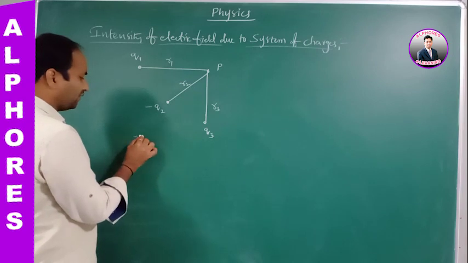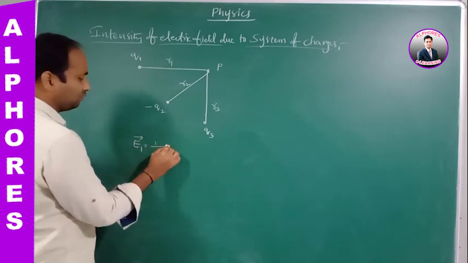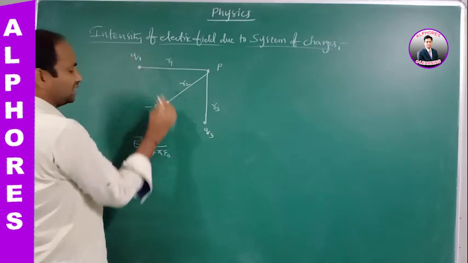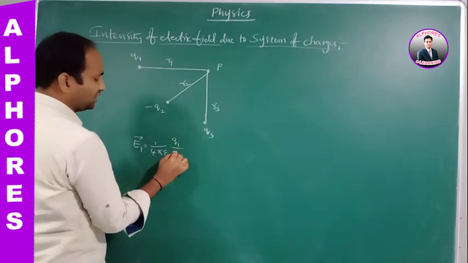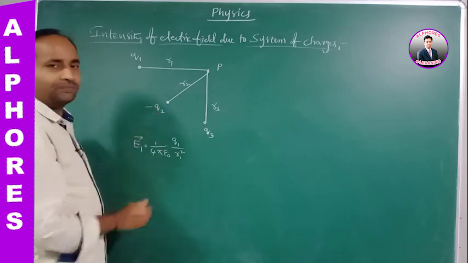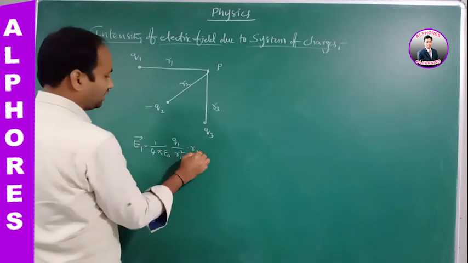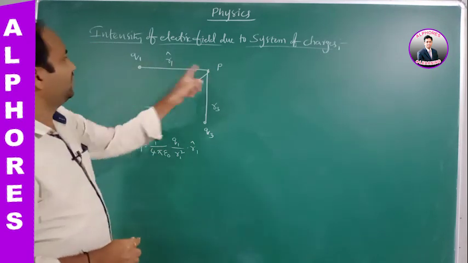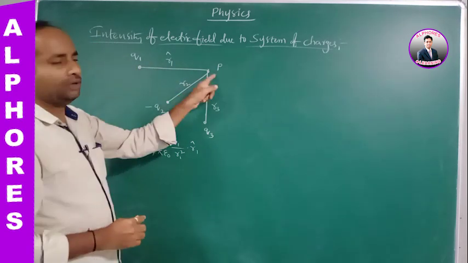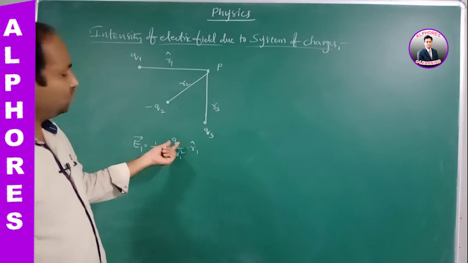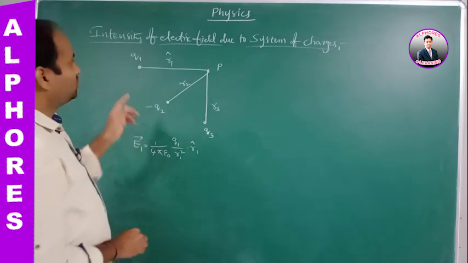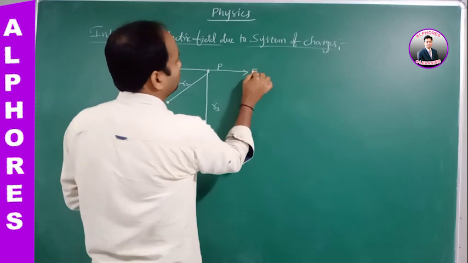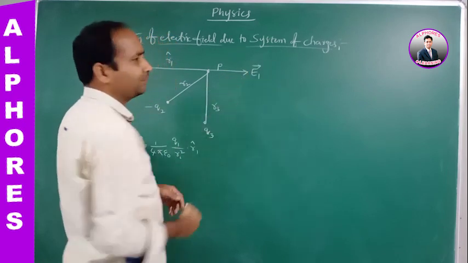E1 is the intensity of electric field at the point P by the charge q1. In vector form, E1 bar is equal to 1 by 4 pi epsilon naught, q1 by r1 square, into r1 cap, where r1 cap is the unit vector along the line joining q1 to P. The charge q1 is a positive charge, so the direction of electric field is radially outwards. This is the direction of E1.